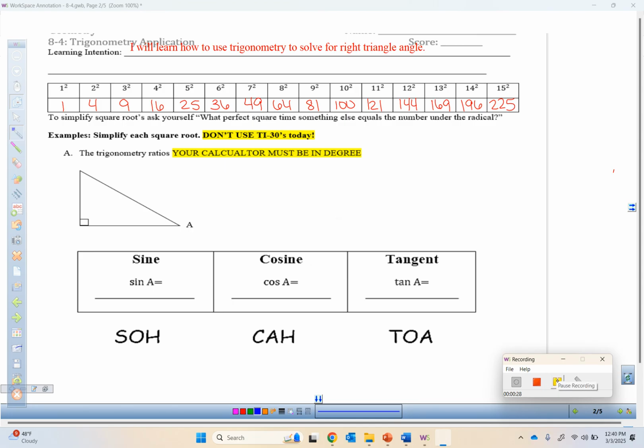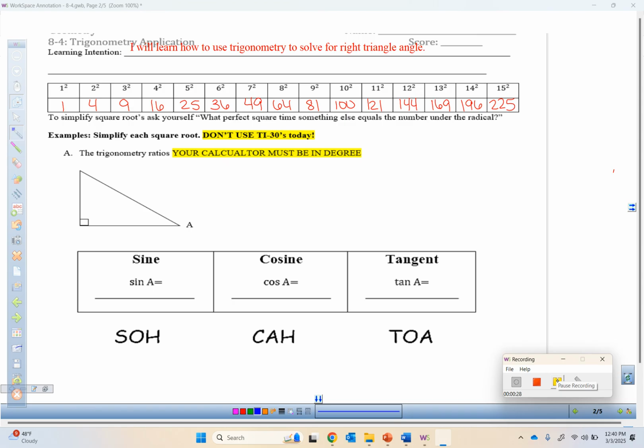Okay, so once again, we're not using TI-30s. Of course, if you are using one, make sure you show your steps. Your calculator must be in degrees, so you might double check that. I think everybody in here should be good to go, though. If you're getting wrong answers that aren't matching up with mine, let me know.